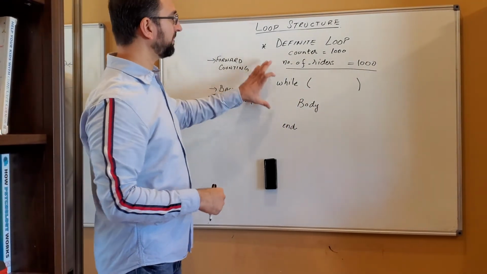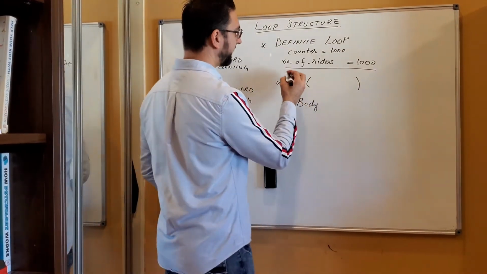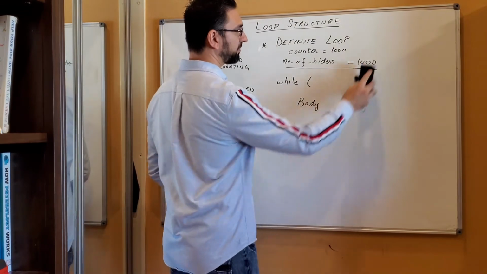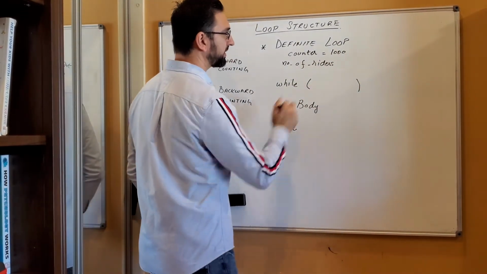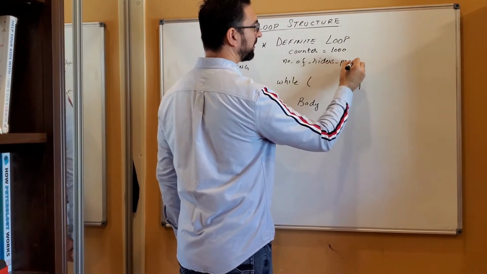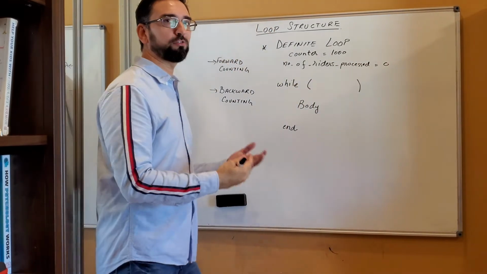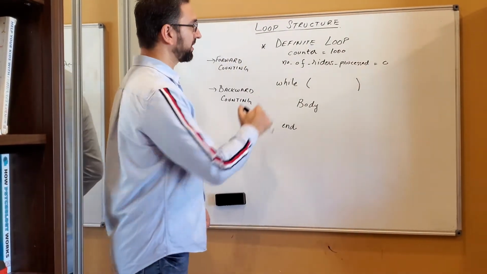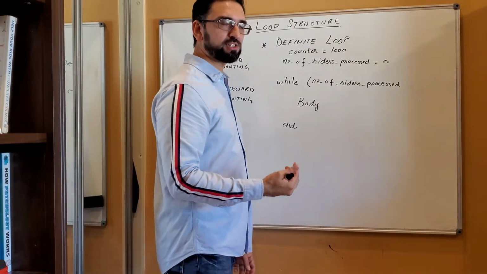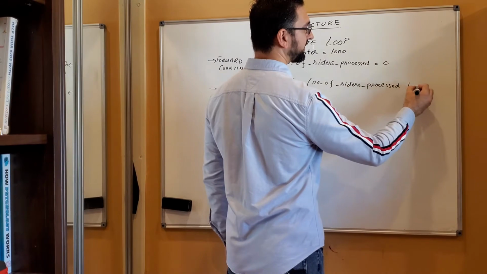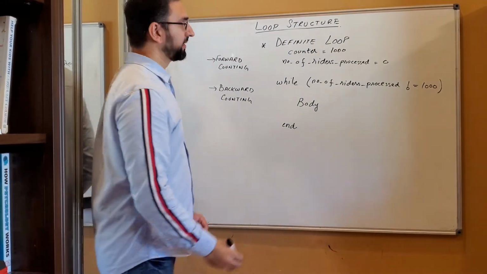Now, we can implement the same thing using forward counting. How can we do that? In that case, we initialize our number of riders processed equals 0, because we are starting off with 0 tickets printed, right? So the number of riders processed in the line is initialized to 0. In this case, we can check that the number of riders processed is not equal to 1,000. Then we keep going, okay?